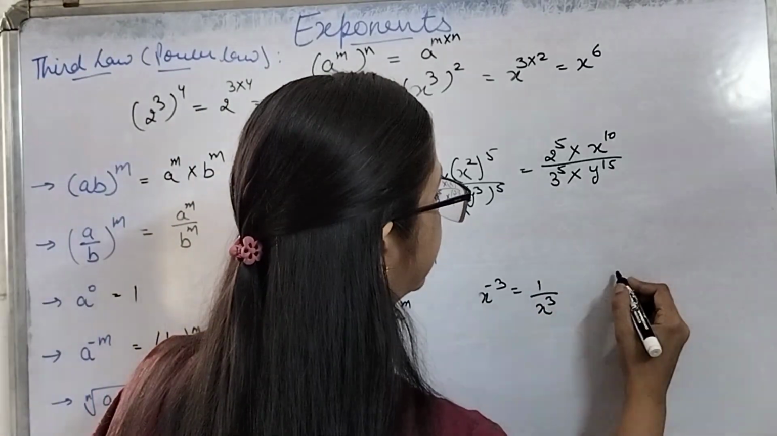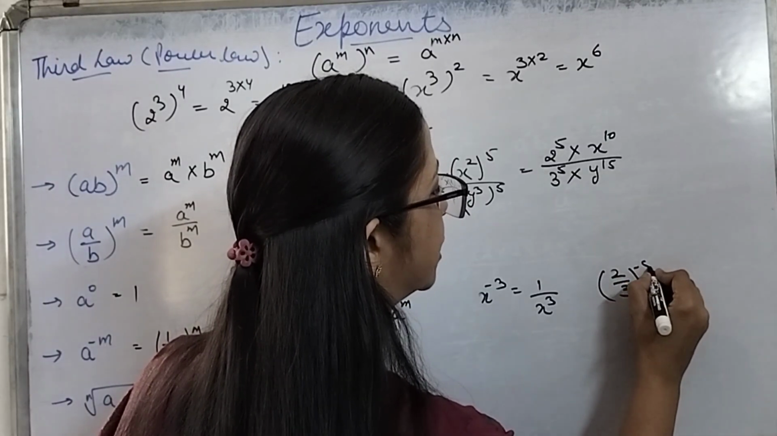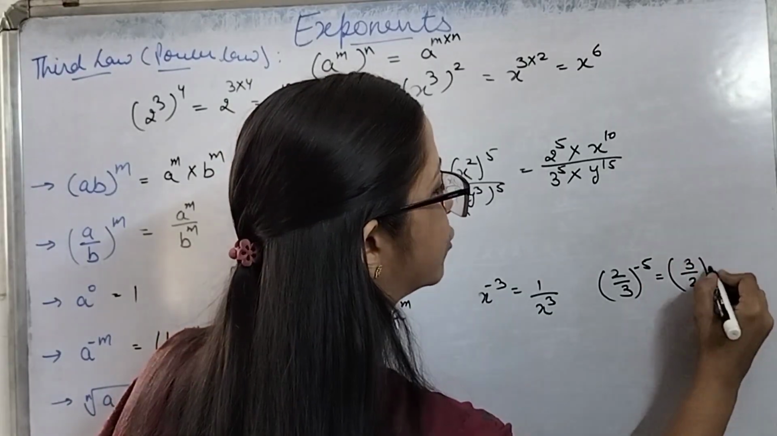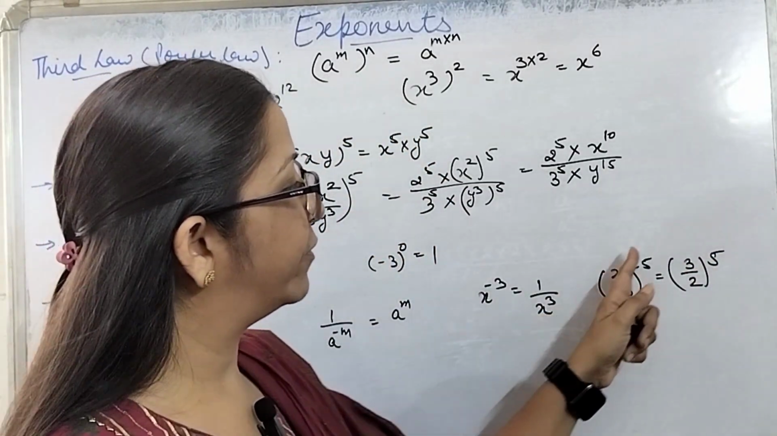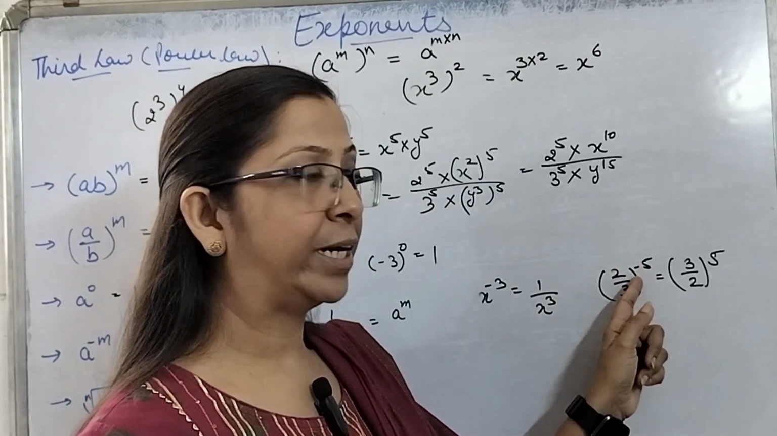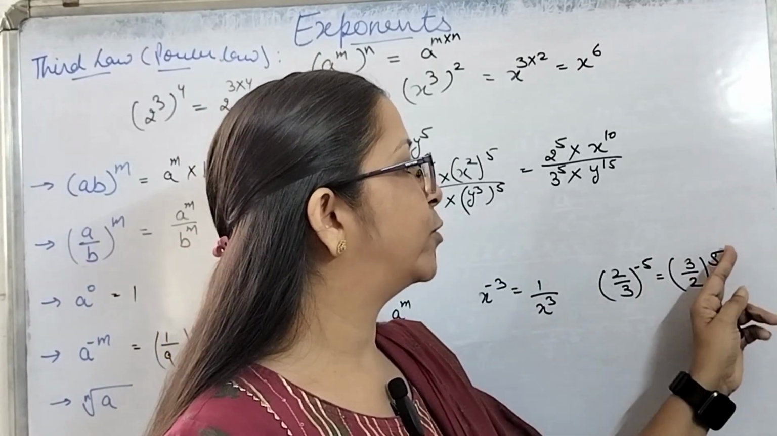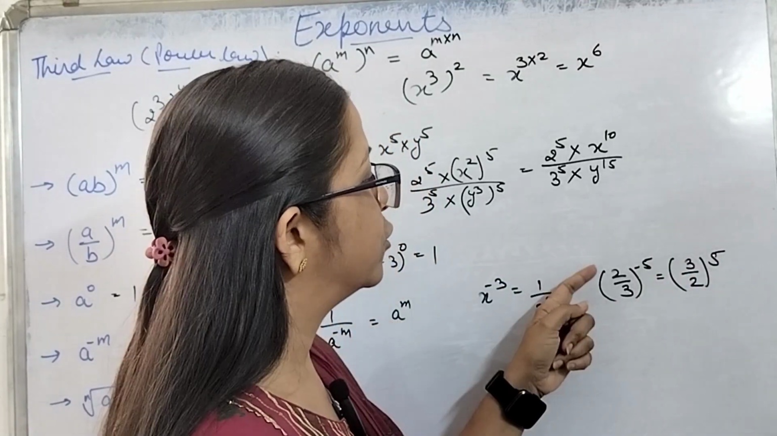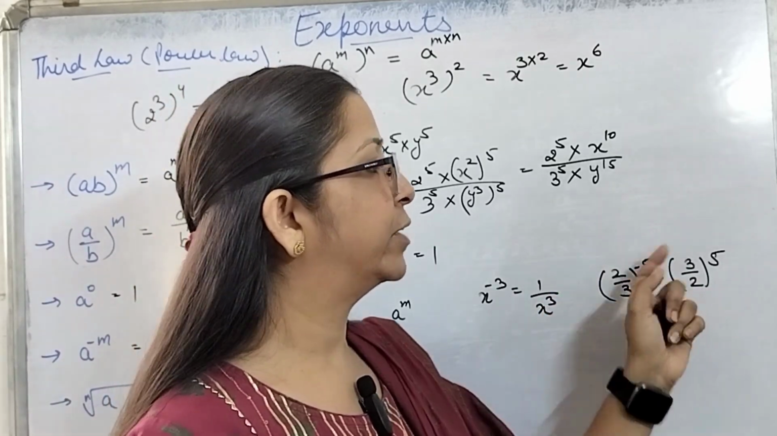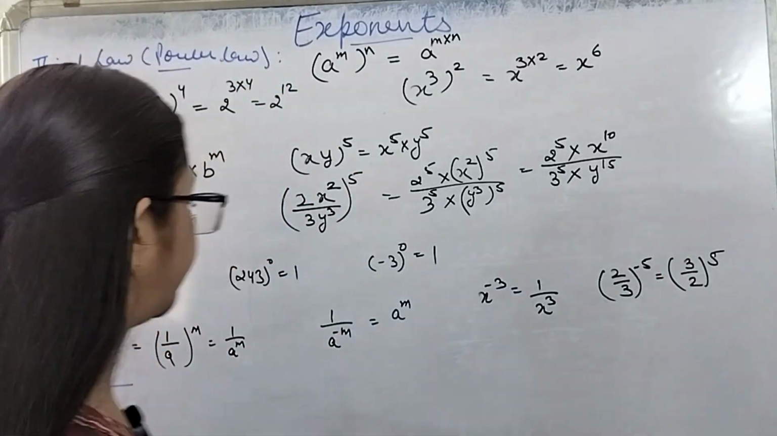Or if your number is say 2 upon 3 whole raised to the power minus of 5, it could be written as 3 upon 2 whole raised to the power 5, because 2 is having the negative 5 power and 3 is having the power as minus of 5. So what we will be doing is reciprocating both the numbers and the index will become positive, that is positive 5. So 2 is in the numerator, we have taken it in the denominator, and 3 was in the denominator, we have taken it in the numerator, and the index has become positive.